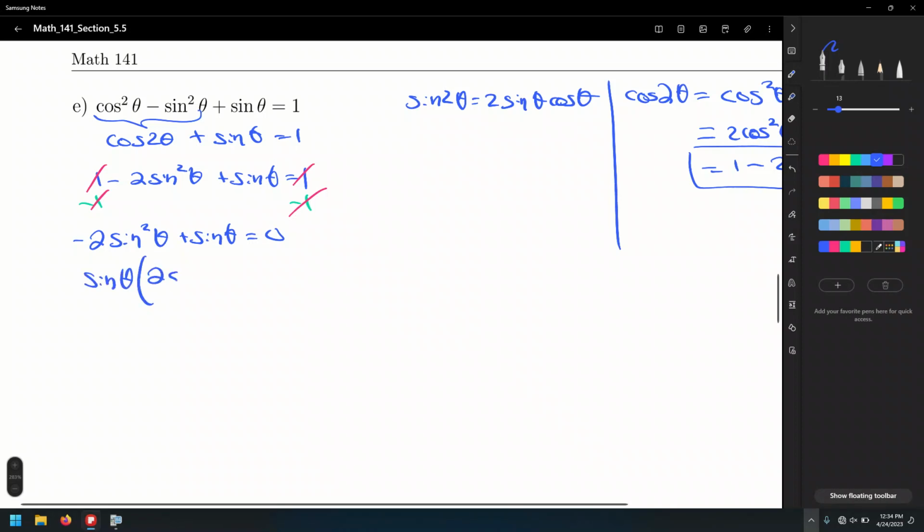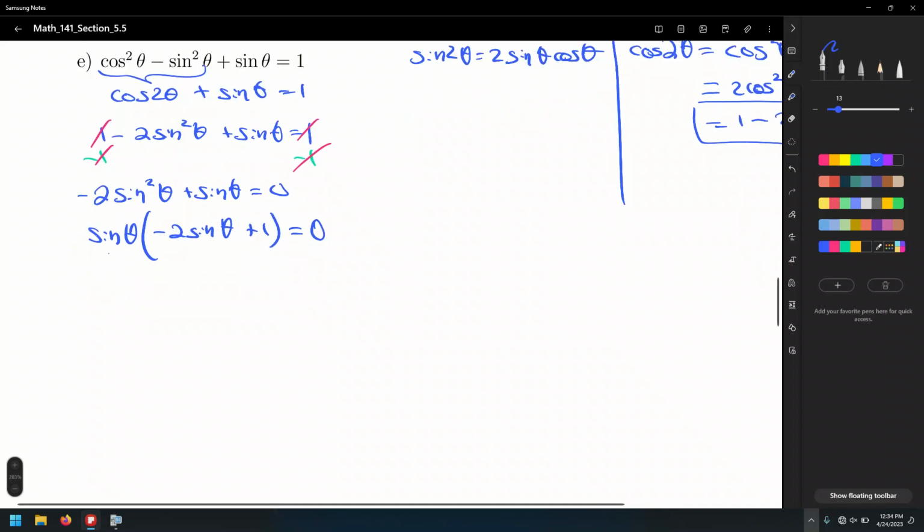That's going to leave us with 2 sine, or rather negative 2 sine theta plus 1. All right, set that equal to 0. So on the one hand, number one, using the zero product property, that's sine theta equals 0, and on the other hand, negative 2 sine theta plus 1 equals 0. All right? So those are the two baby equations that we need to solve. So again, we are solving two equations in a single problem.